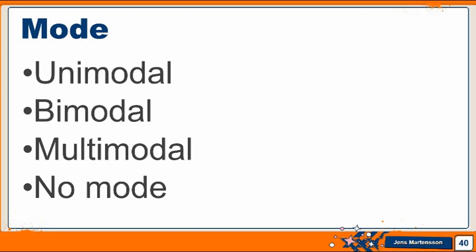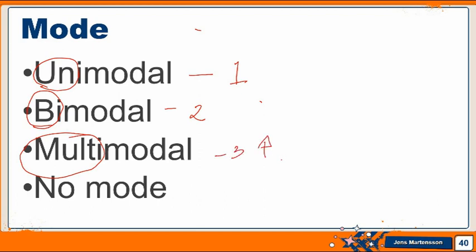The last one is the mode. So, kapag sinabi nating mode, meron tayong 4 na klase ng mode. So, we have unimodal or one mode. We have bimodal or 2 modes. We have multimodal or 3 and above. Especially, we have no mode kung saan the number of mode is 0.